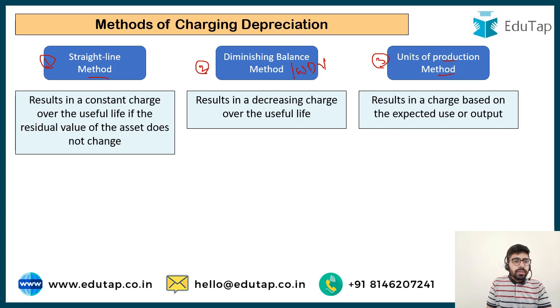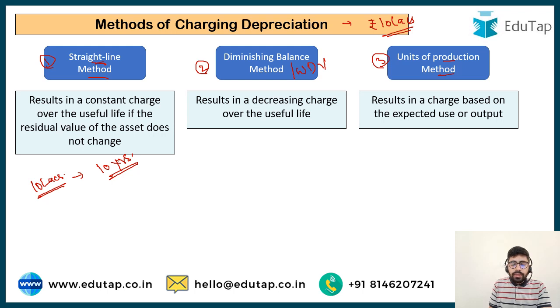Okay, so first is the straight line method. Now what this means, suppose we have got a new machinery of rupees 10 lakh. If we are following the straight line method, we would say we have got this machinery for rupees 10 lakh and its useful life is going to be 10 years, and after 10 years I am going to sell this machinery for 50,000. This is going to be the scrap value after 10 years.